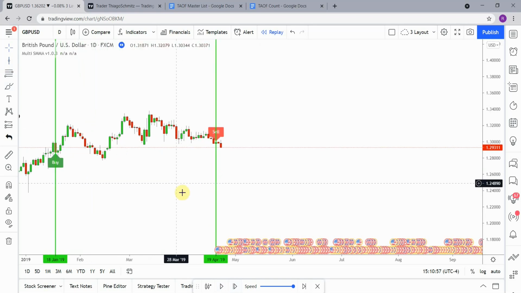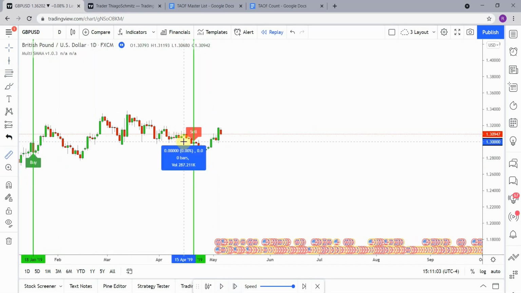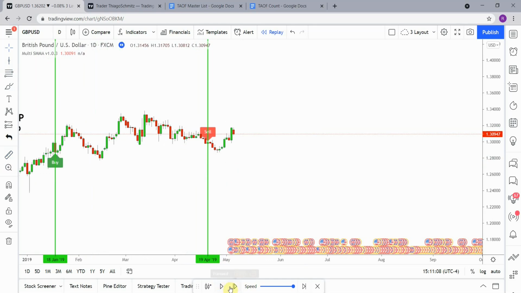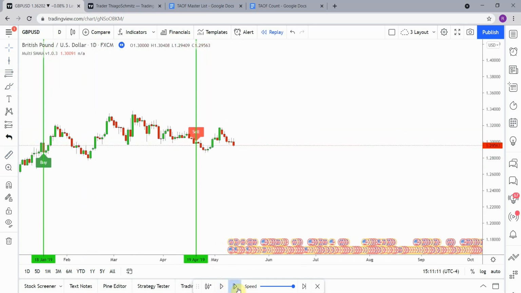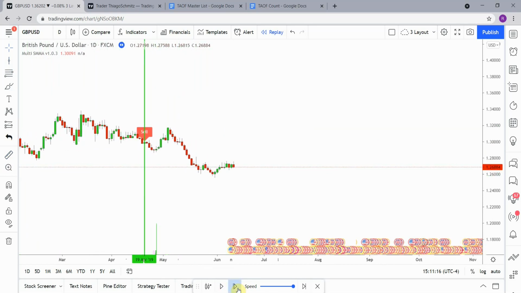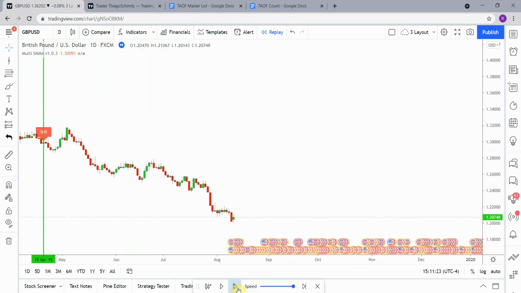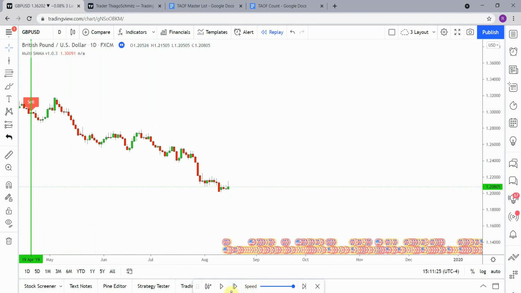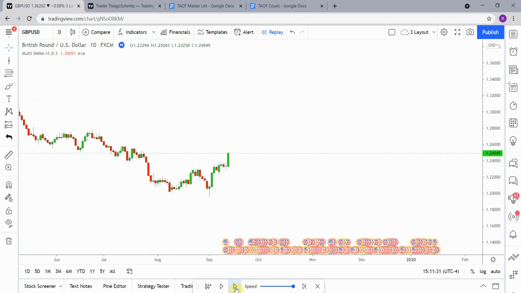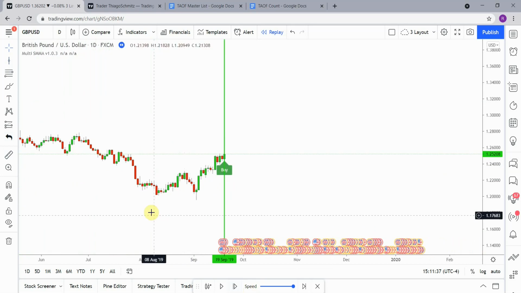All right, we pick up a sell right here on that one there. Looks like that one's going to get us to take profit as well. So far, we're doing pretty good with this one. Doesn't seem to give us a lot of signals in a year's time. All right, pick up a buy right there.